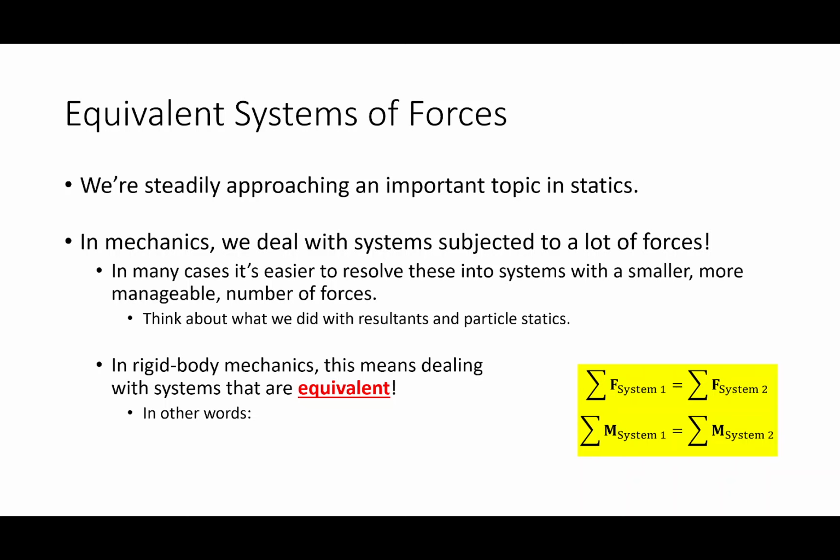Well, I propose the following. I propose that 2 systems are statically equivalent if the sum of the forces in system 1 equals the sum of the forces in system 2, and if the sum of the moments in system 1 equals the sum of the moments in system 2. But this shouldn't be all that crazy, because we did this with particle statics. What was the very first thing we learned how to do when we had vectors? We learned how to add them, right?